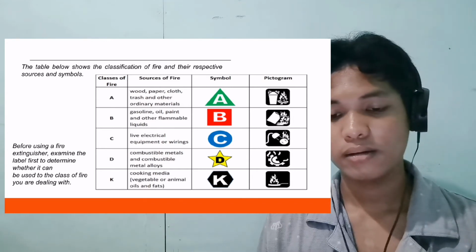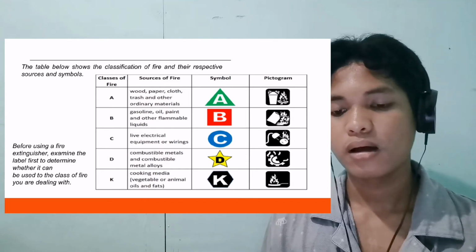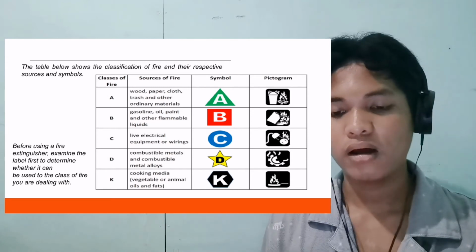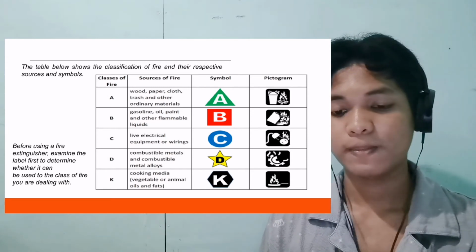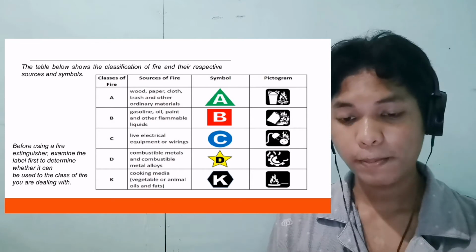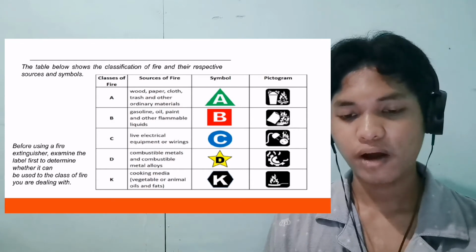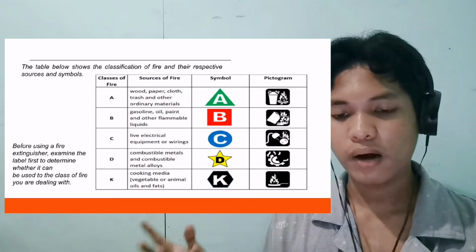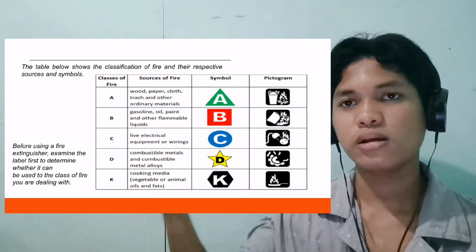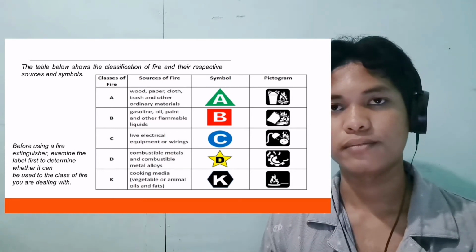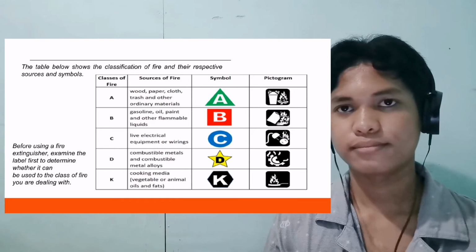Class A, which is the highest. So this is the sources of fire of Class A: wood, paper, cloth, trash, and other ordinary materials. So this is the symbol of Class A in the pictogram. So from what I'm saying, before using a fire extinguisher, examine the label first to determine whether it can be used to the class of fire you are dealing with.